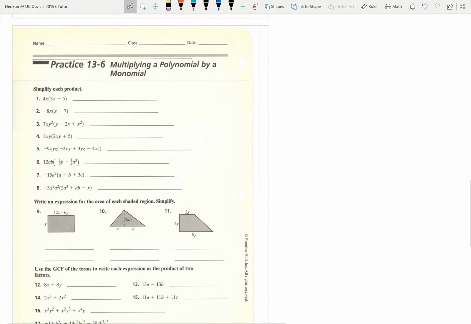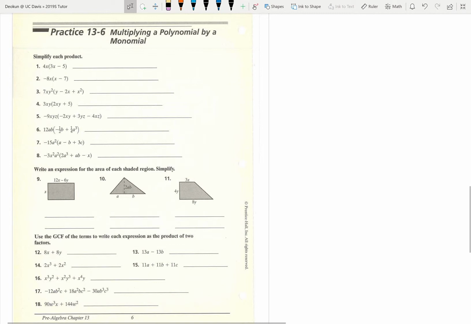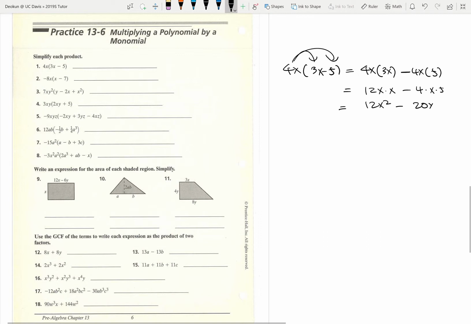After you try all the way up to 13, now this is the last part of the video, multiplying a polynomial by a monomial. So 4x times 3x minus 5 is equal to, if you distribute it, 4x times 3x minus 4x times 5, which is 12x times x minus 4 times x times 5, 12x squared minus 20x, and this is the answer. When x is being multiplied by another x, you get x squared.